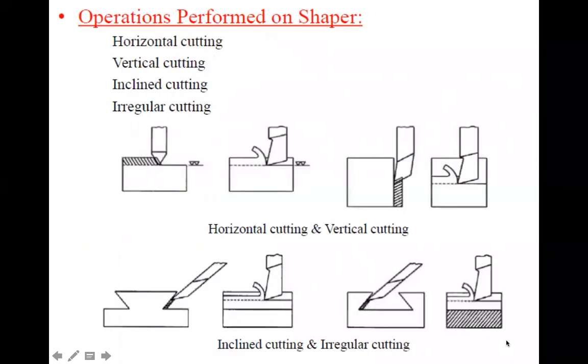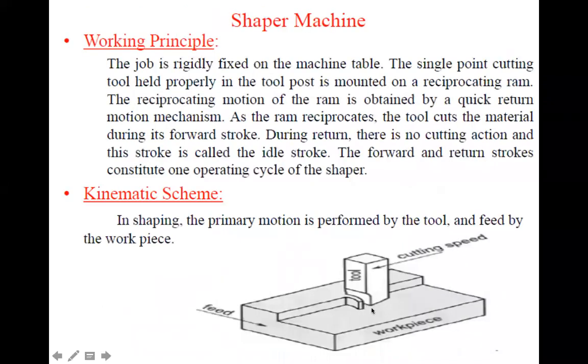These are the typical different operations performed on the shaper. As I told you, the operation may be in the horizontal direction, horizontal cutting. Whenever the tool moves in the forward direction, it is cutting. If your surface is a horizontal surface, it is considered horizontal cutting. Instead of horizontal, you can also make it vertical. Vertical movement is also possible; the ram can be moved in the vertical direction. In the mechanism you saw in previous slides, the ram moves in the horizontal direction, but the ram can also move in the vertical direction.